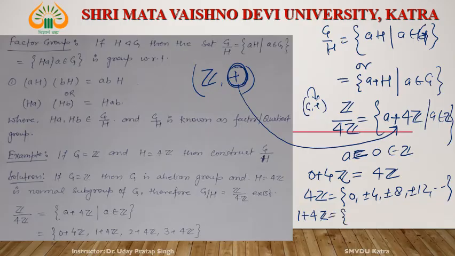Now 1 plus 4Z means 1, minus 3 and 5, minus 7 and 9, this type of element. So 1 plus 4Z, 2 plus 4Z, 3 plus 4Z. And again, what is 4 plus 4Z? This 4 is equivalent to 0. Check: 4 plus 4Z gives the same as 4Z. See how?